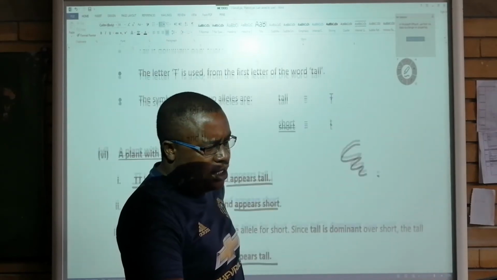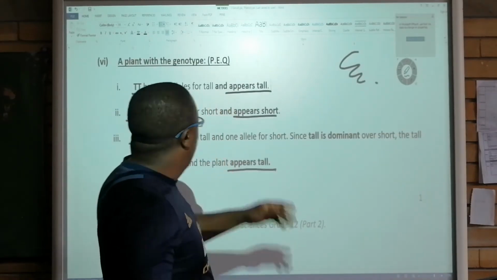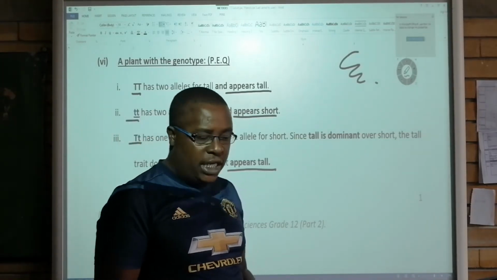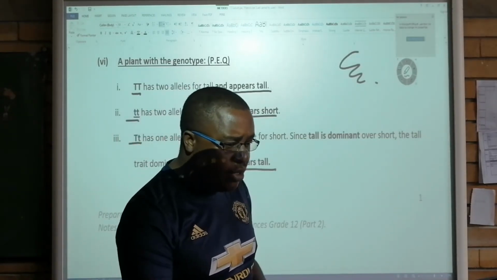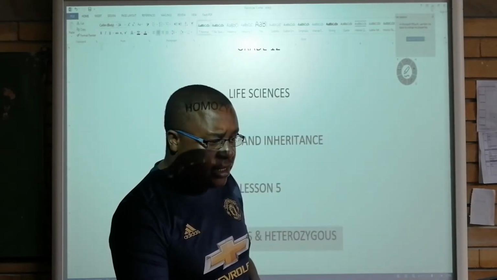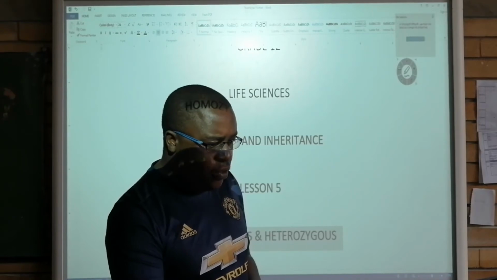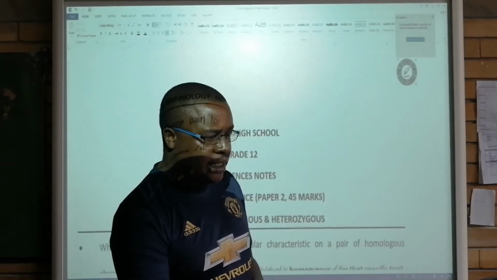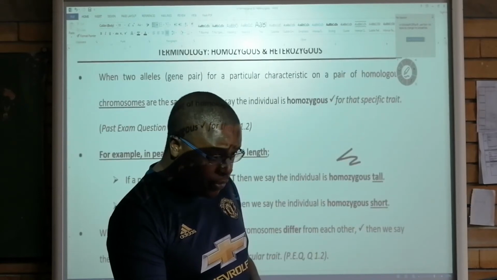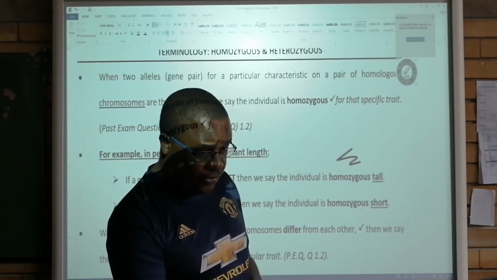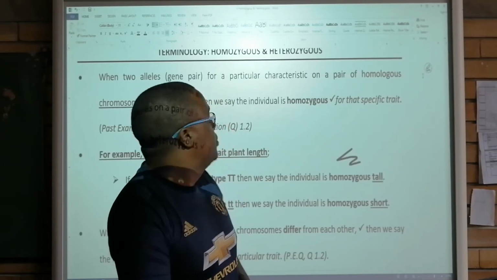Remember when we were talking about this stuff and I have to say capital letter T, small letter t. We can't do that. This is where we are now coming into today's lesson. Right, this is done and dusted. What do we mean when we're talking about homozygous and heterozygous? There we go. Let's learn the definitions.